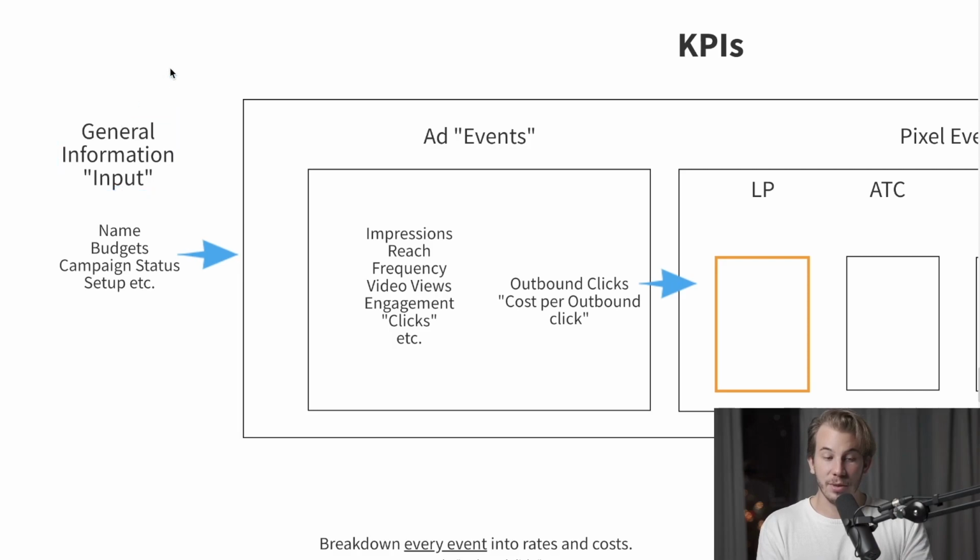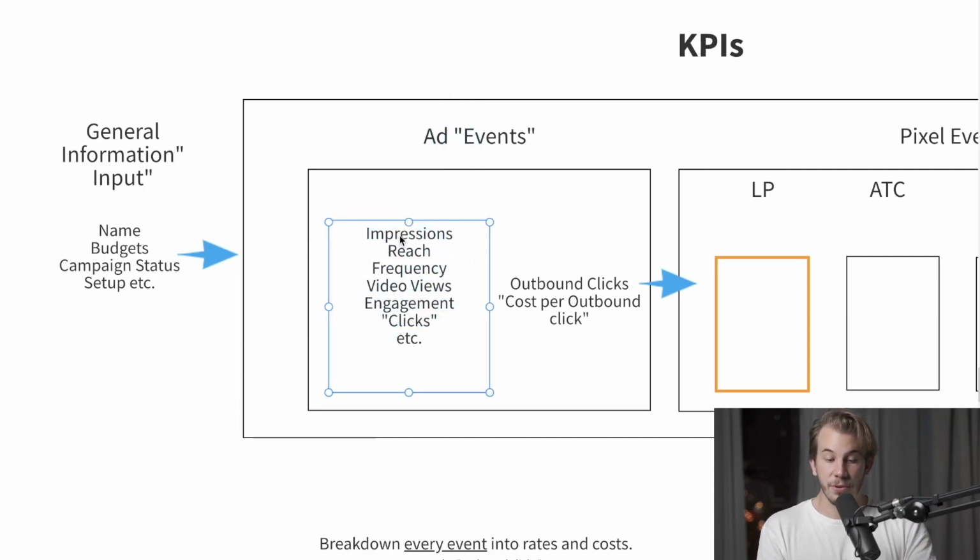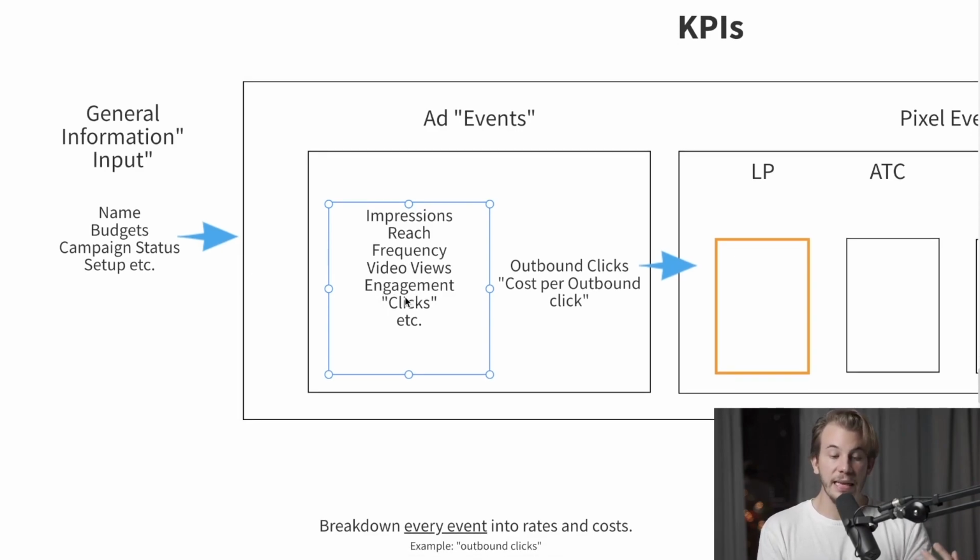At first, I start with the general information, which is the input. Are my campaigns online? How much money are they spending? What's the naming? You have to know which are your retargeting and which are your cold campaigns, and put some structure into that: your naming, your budgets, your campaign status, and the way the whole thing is set up. Then once you have this set up, your campaigns go online and generate the first numbers: impressions, reach, frequencies, video views, engagement and clicks.